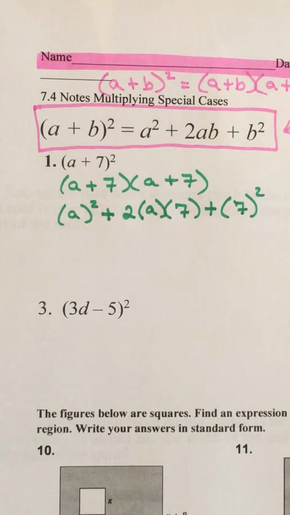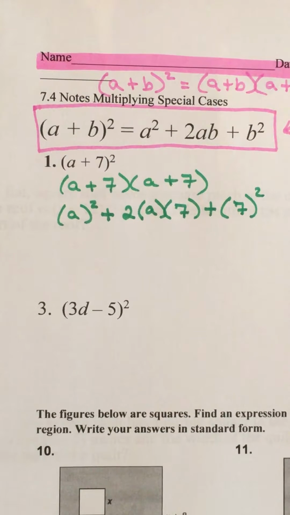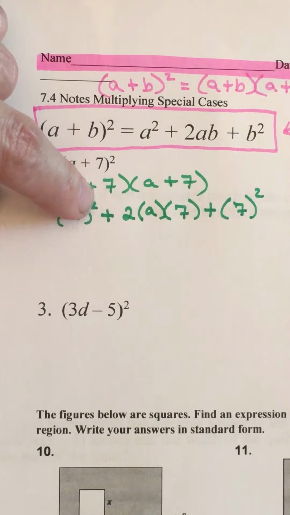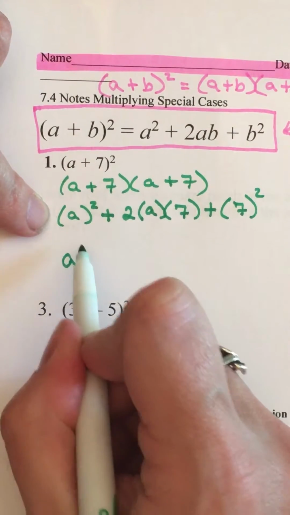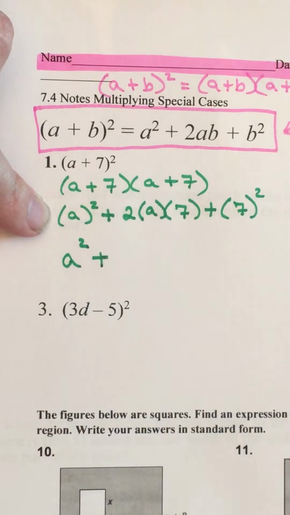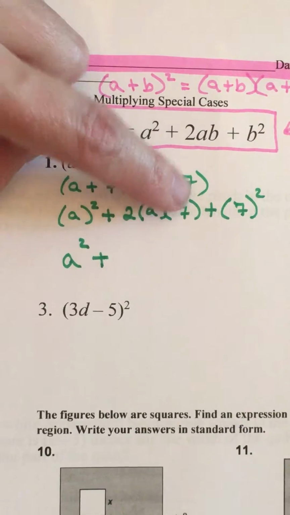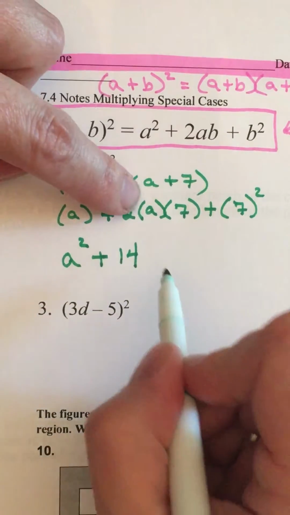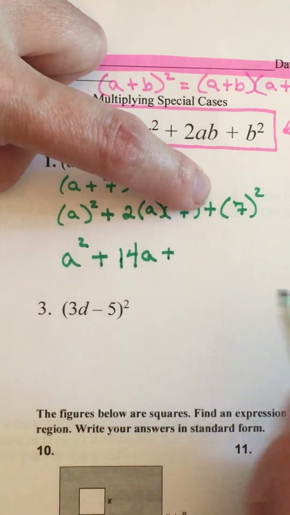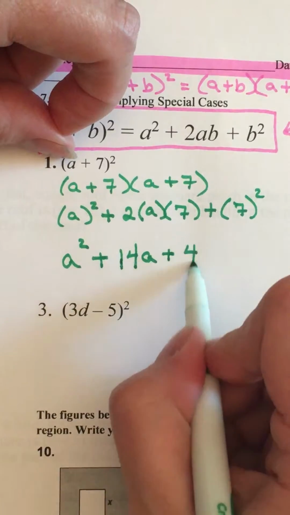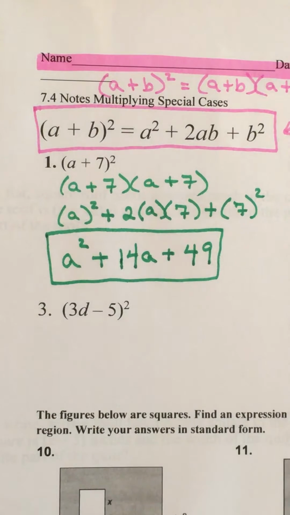That looks a little bit messy, but as soon as it cleans up, which will be very fast, you'll say, wow, that's it? That's all I had to do? Yeah. So a squared, nothing really appears to happen, so I can drop the parentheses. A squared plus coefficients multiply to other coefficients. 2 times 7 is 14 times a, so 14a, plus 7 squared, 49. And that's it. It's done. Wasn't that easy?